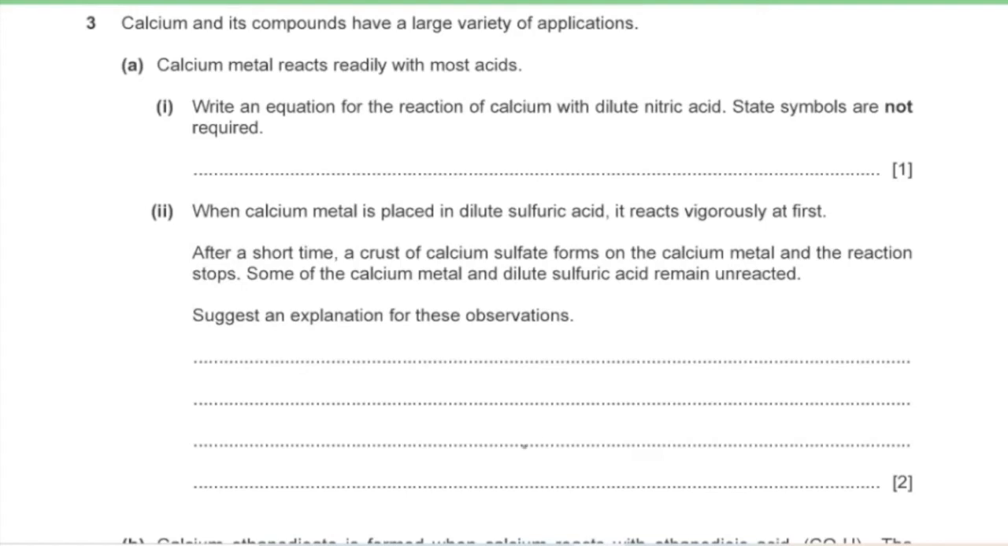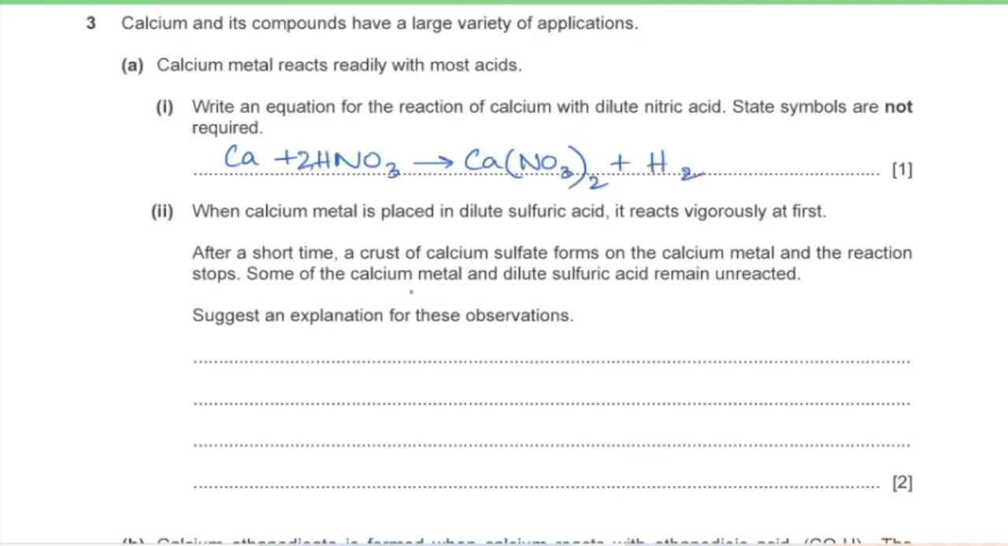Question number 3, calcium and its compounds have a large variety of applications. Calcium metal reacts readily with most acids. Write an equation for the reaction of calcium with dilute nitric acid. So calcium plus HNO3, that will give me a salt, that's calcium nitrate, and hydrogen gas. Now we'll have 2 moles of nitric acid to balance our equation.